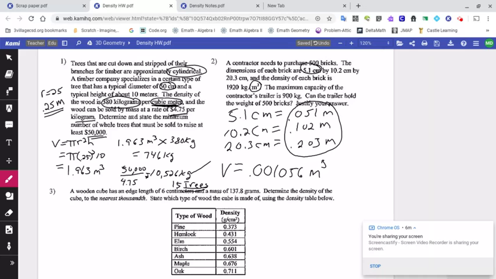Well, the density of each brick is 1920 per cubic meter. So I take that number, 0.01056 times 1920, and that's going to give me the total mass of each brick. That's going to give me, each brick is 2.028 kilograms. That's each brick.